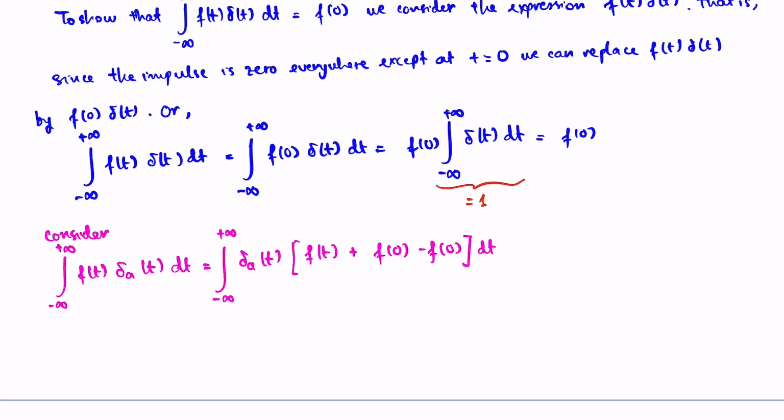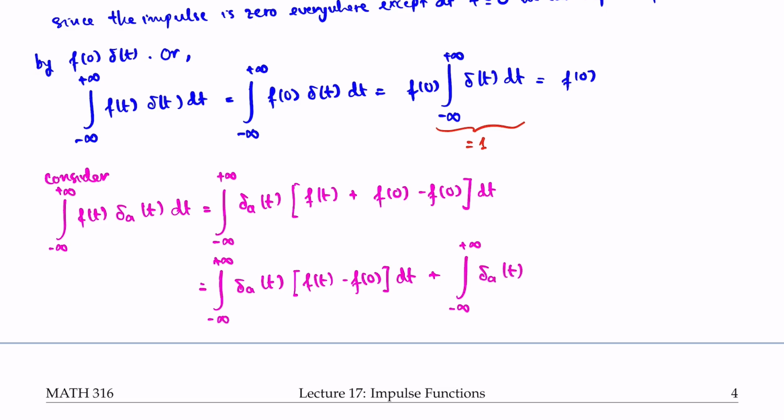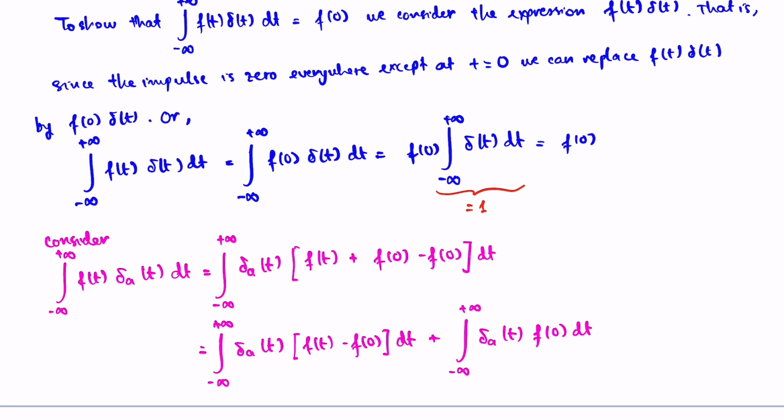So f of 0 minus f of 0 is technically 0, so these two cancel out, and that's why I can do that. But now by doing this, I can separate this into two different integrals, so bear with me here. This one is the integral from negative infinity to positive infinity of delta sub a of t times the function f of t minus f of 0 dt, plus another integral with delta sub a of t times f of 0 dt. This is where the statement is coming from. You can do that replacement because of these hidden calculations.